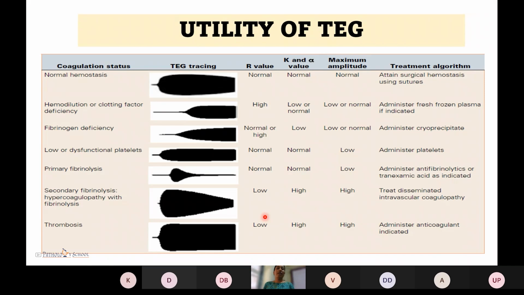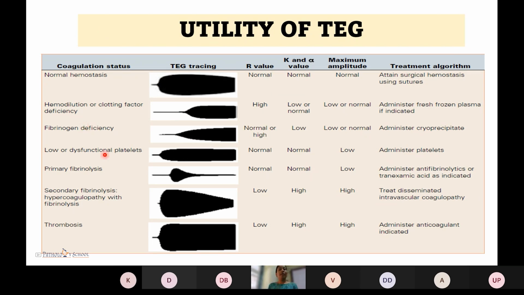These are the different thromboelastography tracings seen in different coagulation system disorders. This is the TEG, that is thromboelastography tracing in normal hemostasis with normal R value, K time, alpha angle, and maximum amplitude levels. But in this graph, you can see that the R time is elevated here. So it can be because of hemodilution or because of the clotting factor deficiency. Here you can see that compared to this graph, the alpha angle is reduced significantly. So it can be because of the fibrinogen deficiency.